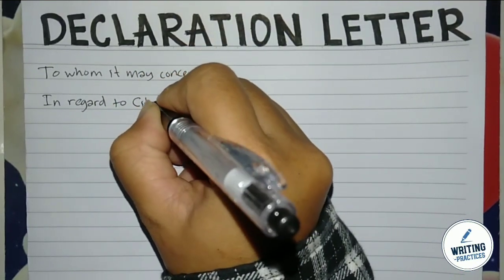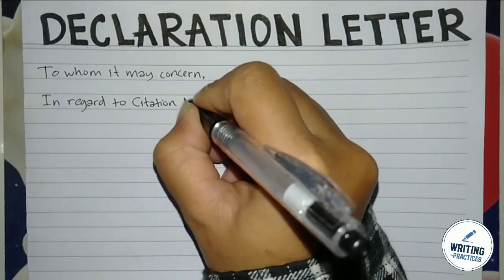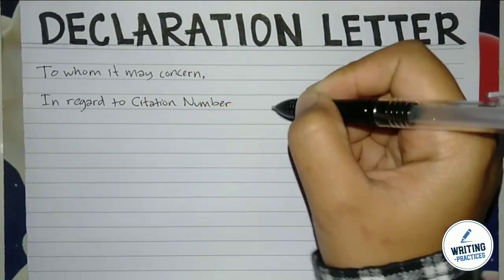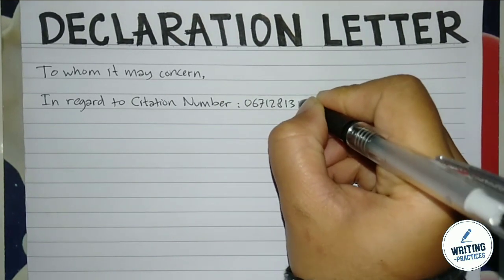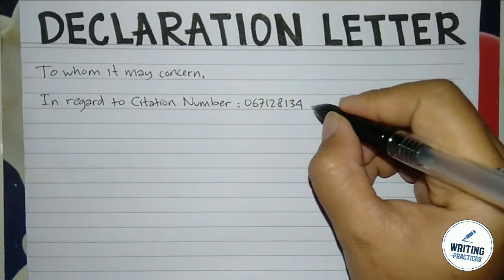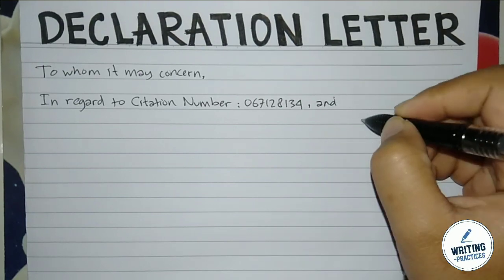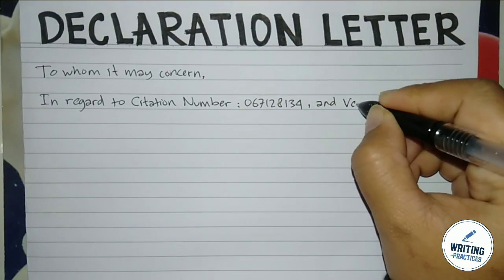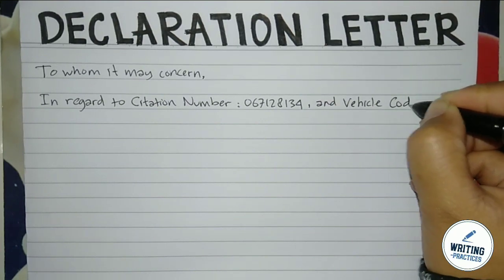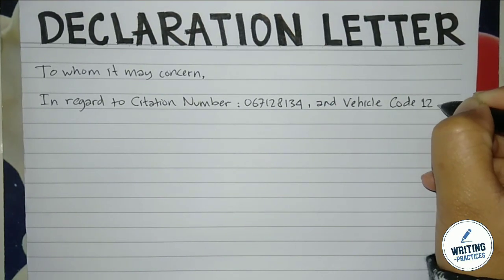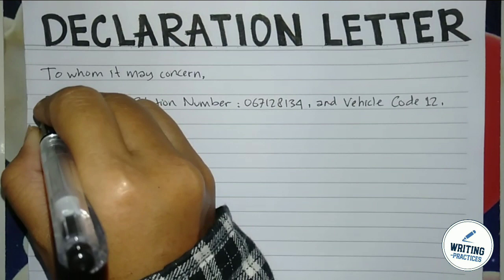Check this out. First of all, you may not know to whom you address this letter. So, just write to whom it may concern. Yes, you will give the letter to the court or police or other authorities who handle your case. And since this is about a declaration letter for a traffic ticket, you must mention the citation number. Write the number carefully and make sure it is correct.